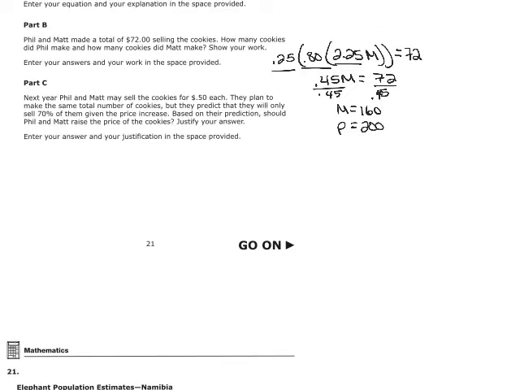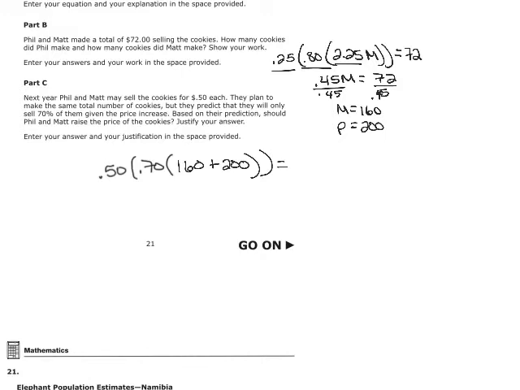So I've adjusted this. Now next year, they may sell the cookies for 50 cents a piece. So change your 25 cents to 50 cents. They predict that they will only sell 70% because of the price increase. But will it help that they've increased the price? Well, probably. And this time around, we don't need to write the algebraic expression of 2.25m because we know that they made 160 plus 200 cookies last year. And then we're going to find out with these numbers how much they will now make.